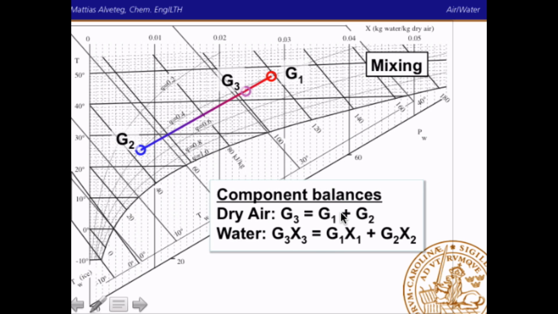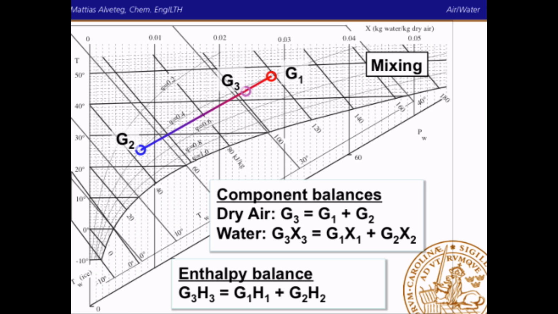The dry air G3 equals G1 plus G2, and the water one, where we now have found the water contents simply by identifying the points in the diagram and then looking at what water content we have. You can do another thing here. You can do an enthalpy balance to make sure that you have the right points. You go down here and see what enthalpy you have. Parallel with these, the 40 enthalpy line here, you go down and read what enthalpy you have. And when you do the enthalpy balance, you should end up with an enthalpy that is also on the line.